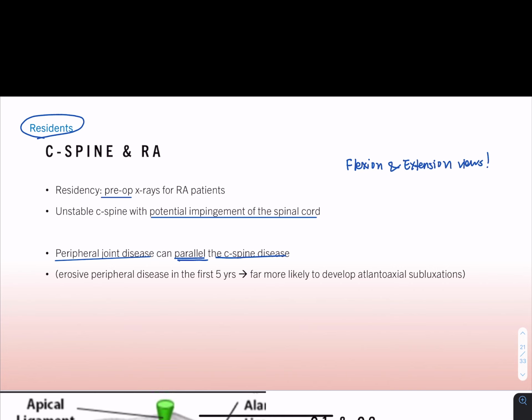view. While this procedure is carried out for all rheumatoid patients before surgery, particularly those who may require intubation, it's essential to note that patients with more severe erosive peripheral disease are at a higher risk of having an unstable C-spine. The peripheral joint disease can progress similarly to the disease affecting the C-spine, and significant erosive peripheral disease within the initial 5 years can indicate an increased likelihood of developing atlantoaxial subluxations.